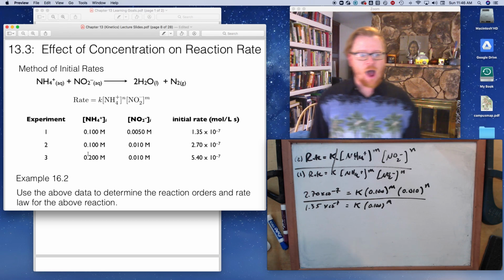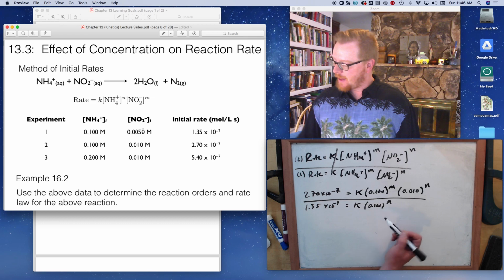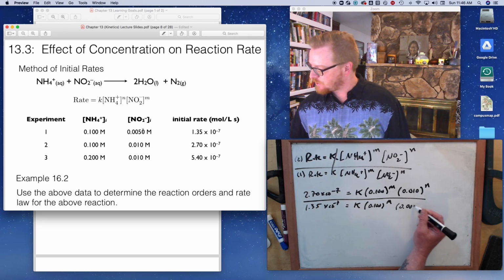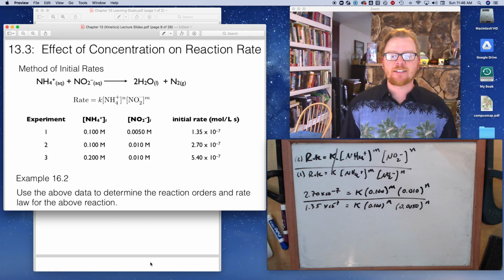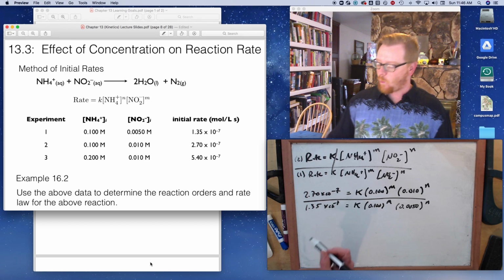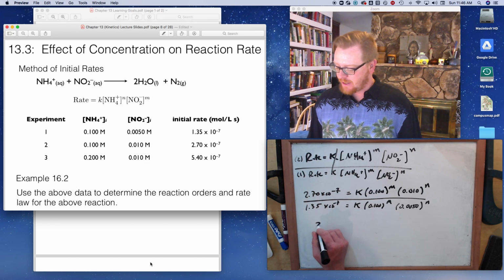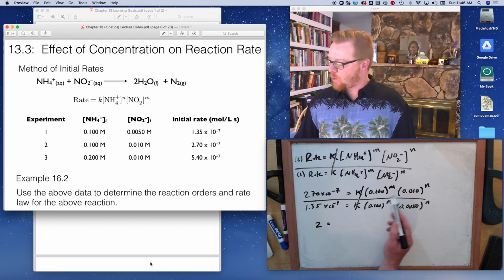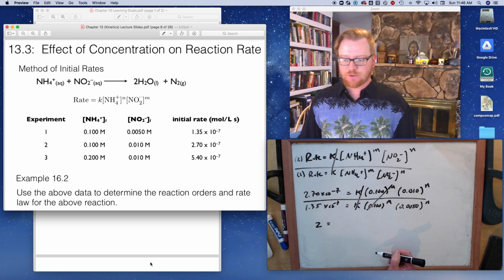And so now, with this experiment number 1 here, so this was number 1 on the bottom, my nitrite concentration is 0.0050 raised to the power n. And you can see this is why I chose to do 2 over 1, because 2.7 divided by 1.35 is equal to 2. So the rate was doubled. The K is going to be the same, so it cancels. 0.1 to the m power divided by 0.1 to the m power also cancels.